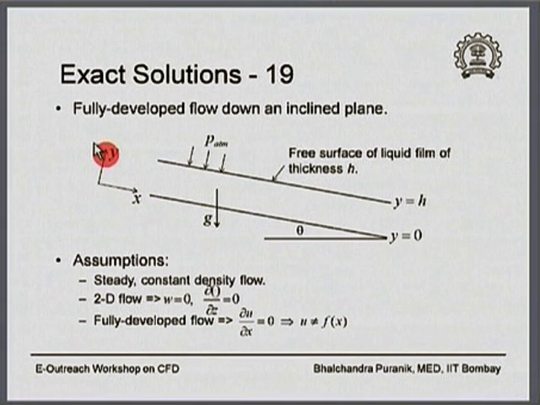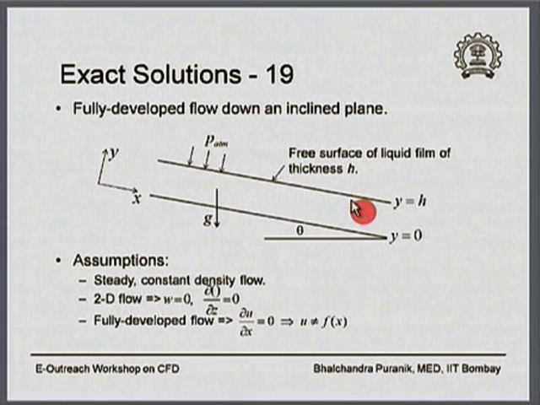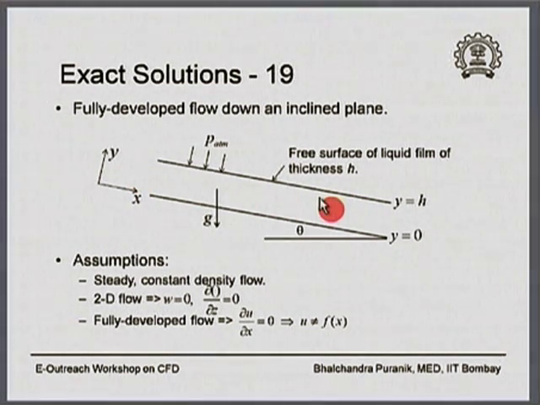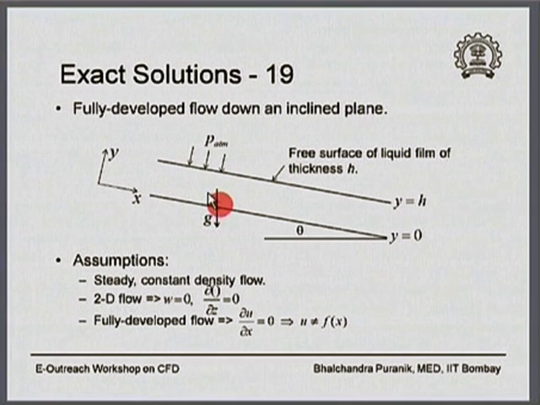And what is happening here is that a liquid film is flowing down the inclined plane, and the liquid film is such that it has a thickness of h. So y equal to 0 is the plane, y equal to h is the free surface of the liquid film, and the free surface is exposed to a constant value of atmospheric pressure. So that is the setting.